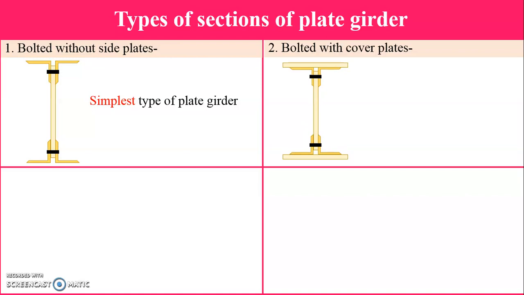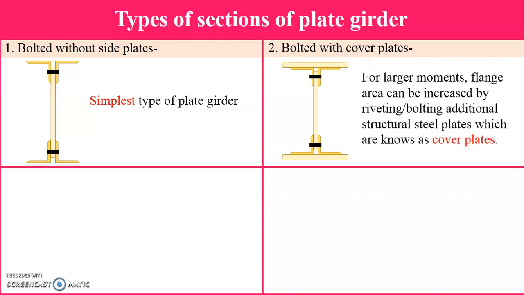So here is the position of the side plates which are attached to the flanges at top and bottom. So for carrying larger moments, the flange area is increased so that additional plates are provided with the help of riveting or bolting, and these additional plates are known as cover plates.